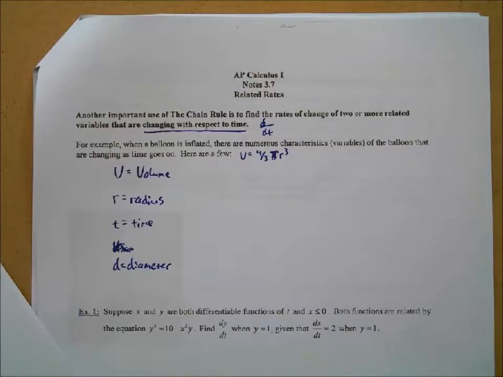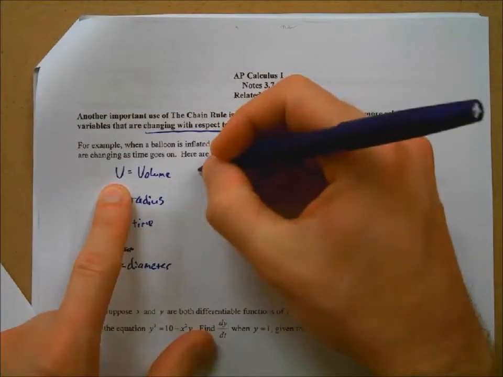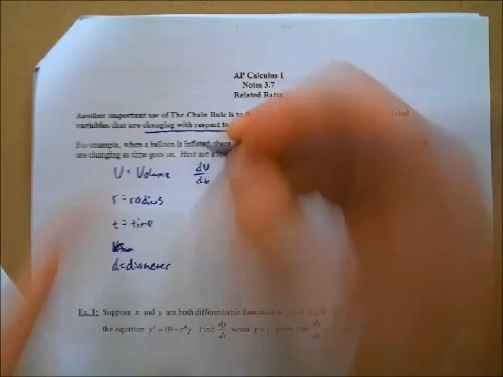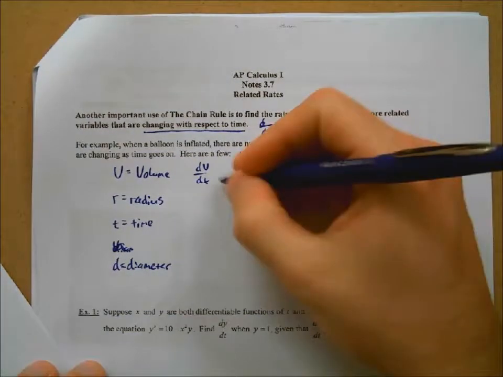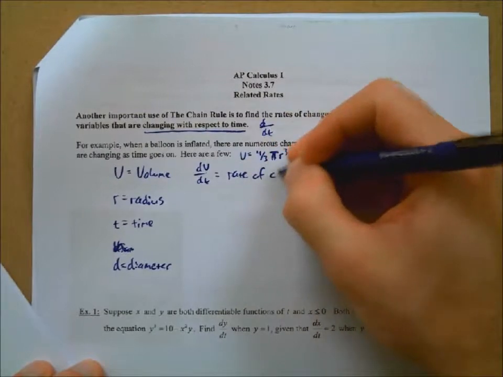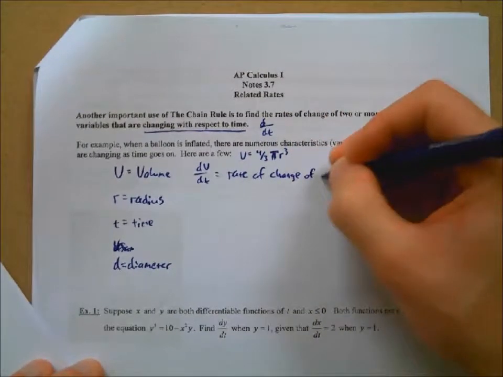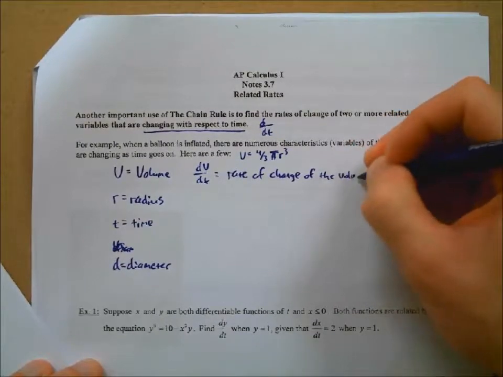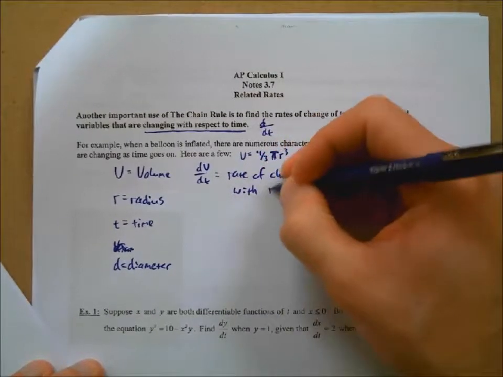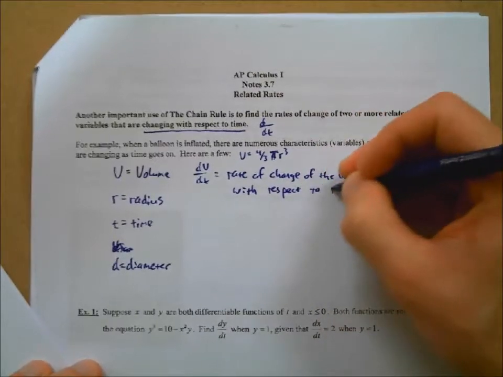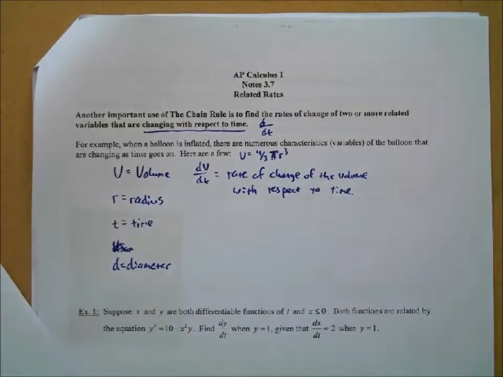Since the balloon is being inflated, we would talk about the rate of change of the volume, which of course is the derivative. So we could say dV dt, the rate of change of the volume with respect to time. Given this scenario, the balloon is being inflated. Do we expect the rate of change of the volume to be positive or negative here? Positive, because we're increasing the volume of the balloon, so we expect it to be positive.